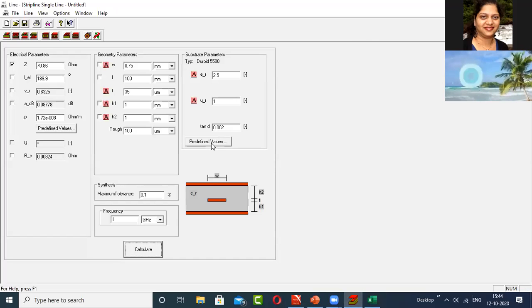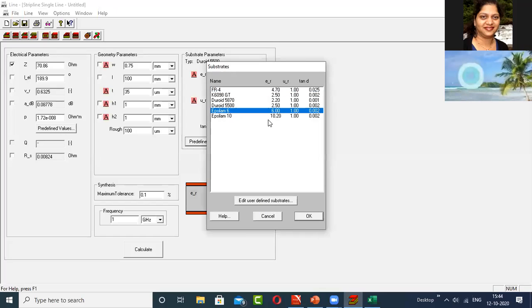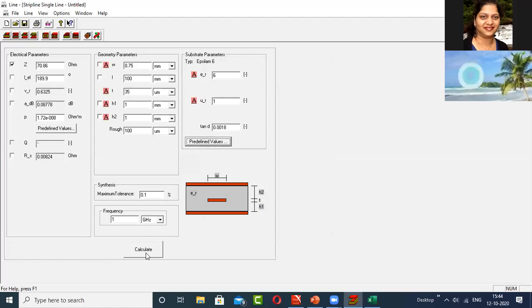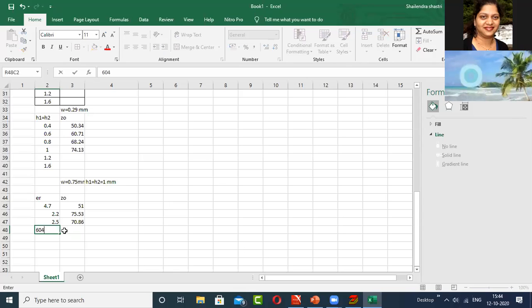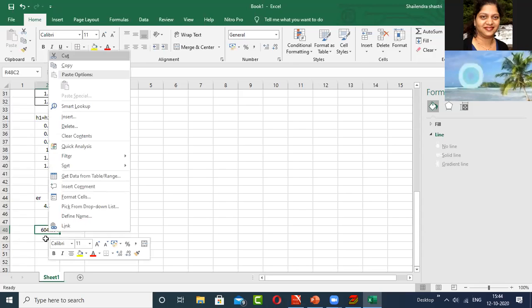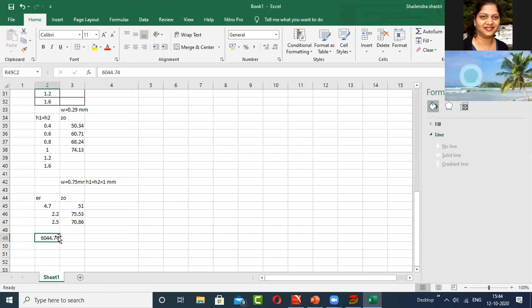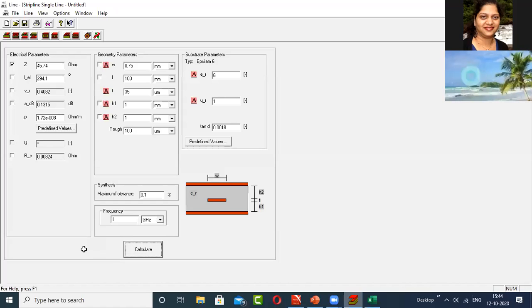Next is 6 dielectric constant, if it is 6 suppose, which is larger than 4.7. So the characteristic impedance should be larger now. Sorry, it's smaller. Okay, for 45.74. Right? So larger dielectric constant, so it's inversely proportional kind of thing that is happening, right? I will keep it here so that we can have a good graph, 45.74.